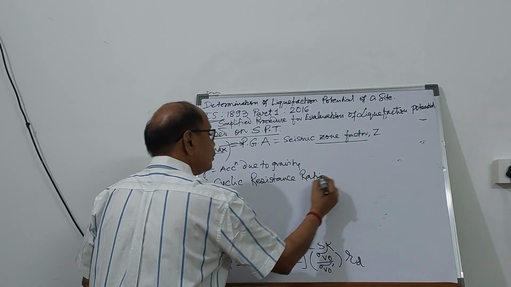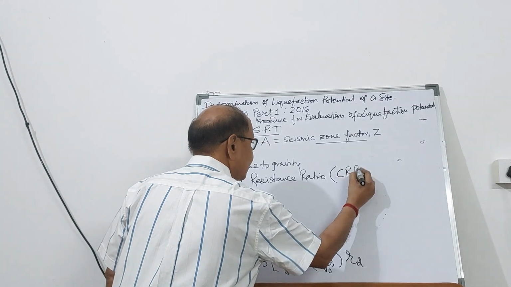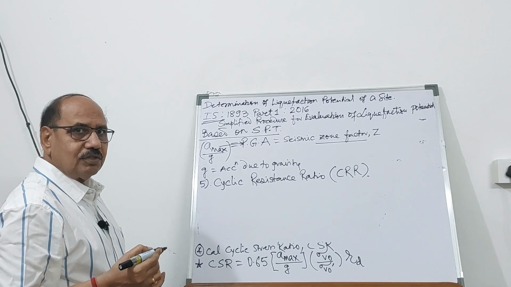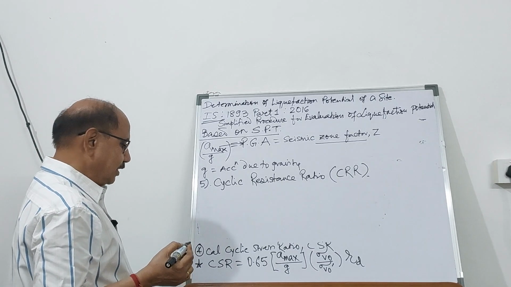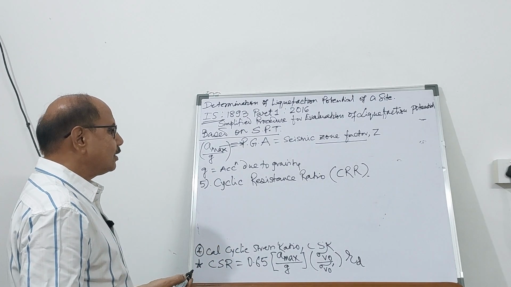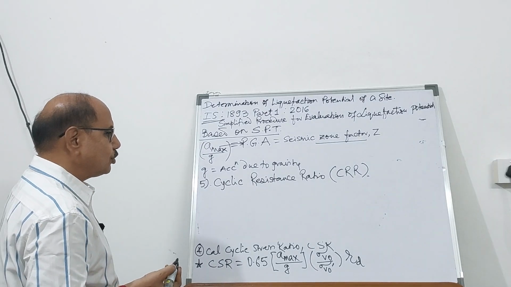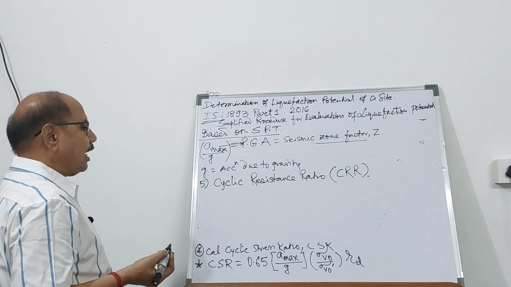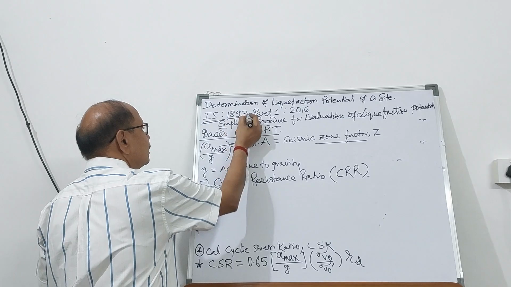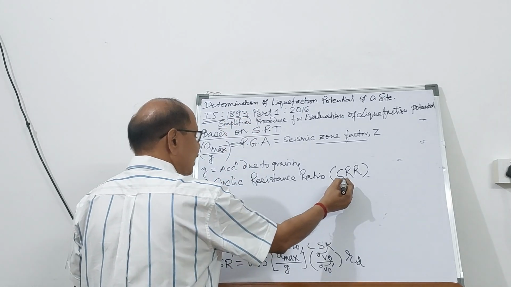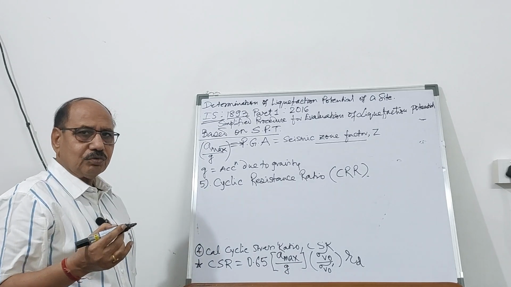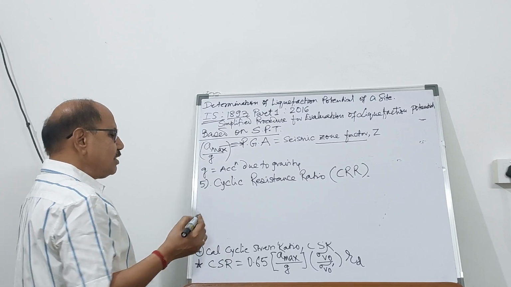In my next video, I have already defined what is cyclic resistance ratio. The ground is going to offer the resistance against cyclic stress ratio, which is developed due to the earthquake. So this cyclic resistance ratio is to be calculated, and in the IS code, you will be finding out CRR for the magnitude of earthquake equal to 7.5. So it is very simple.